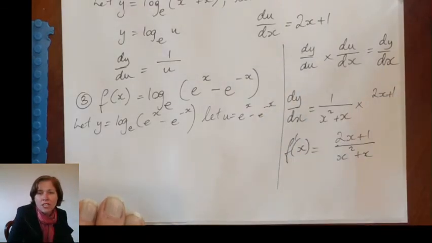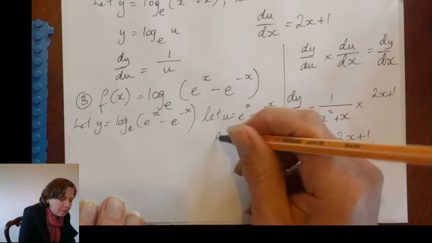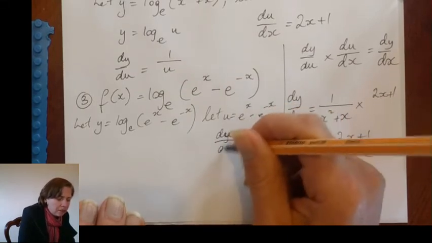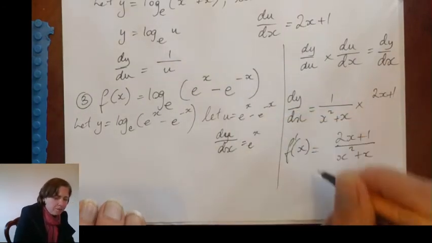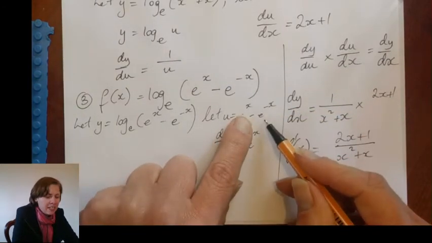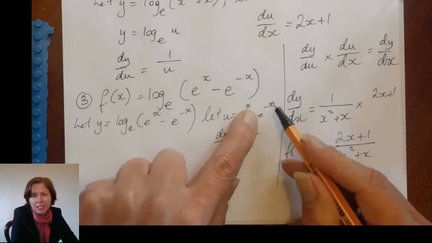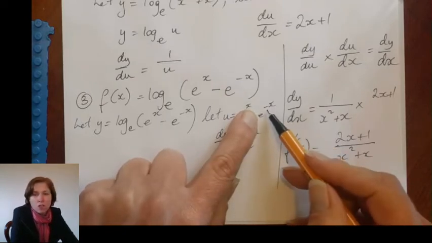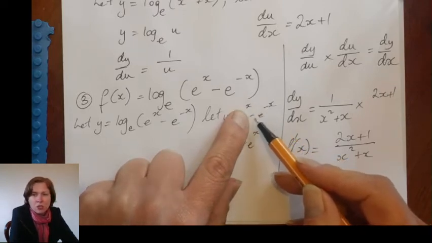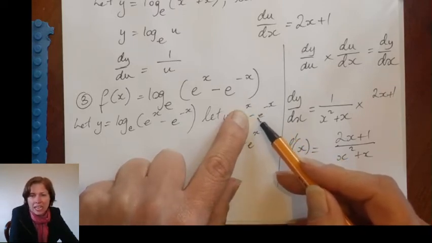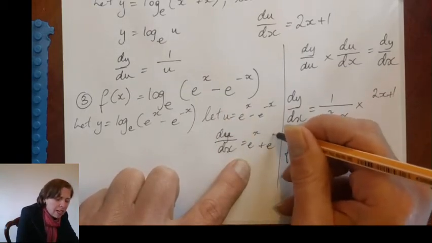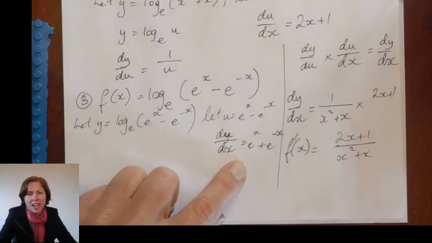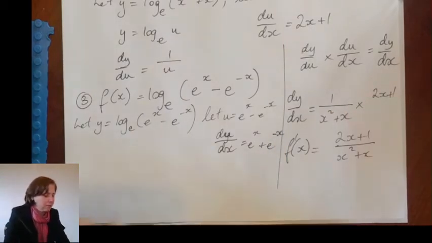Now I have to differentiate this, du dx. The derivative of e to the x is e to the x, minus the derivative of e to the negative x. The derivative of e to the negative x will be, that's my coefficient, negative e to the negative x. Because it's already subtracted, it's going to be plus e to the negative x. I can't simplify that, so I'm just going to leave it as it is.